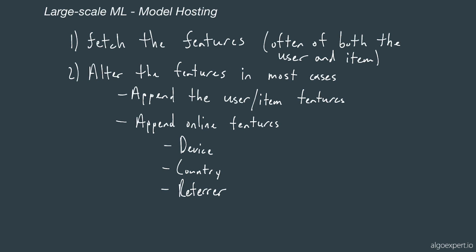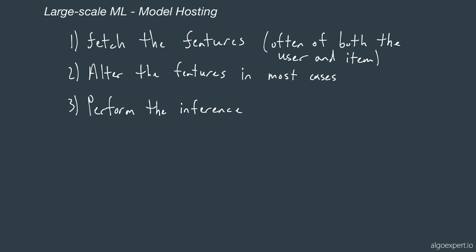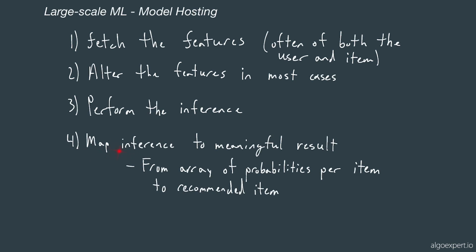After we alter the features, we're going to perform the inference itself. That means sending those features to the model. After the model returns the inference, we need to map that inference to some meaningful result. Let's say the model returns an array of probabilities per item. Well, we actually want to turn that into the recommended item.